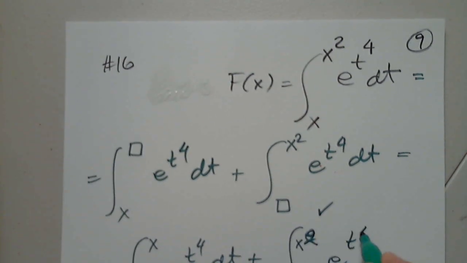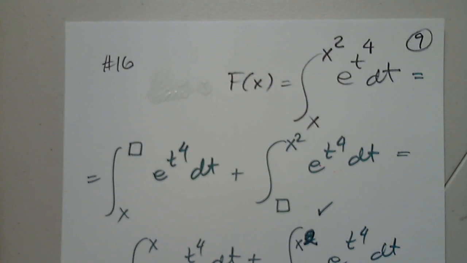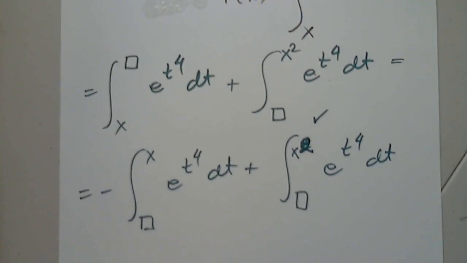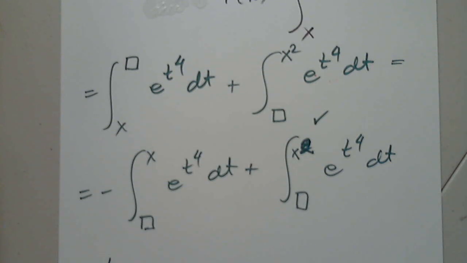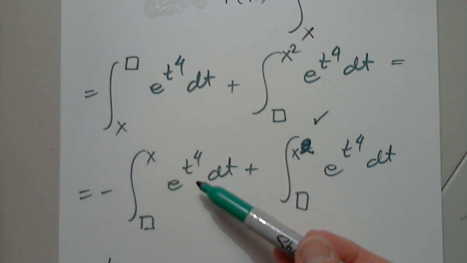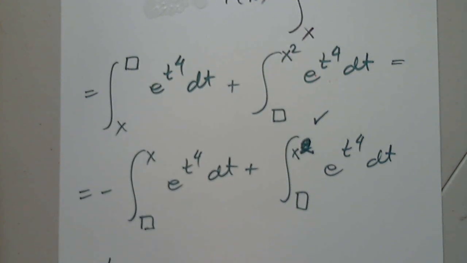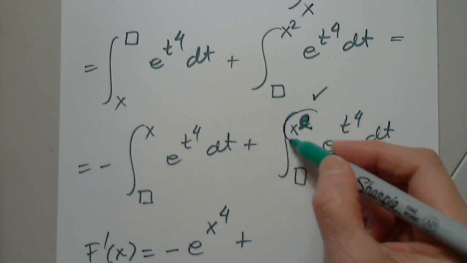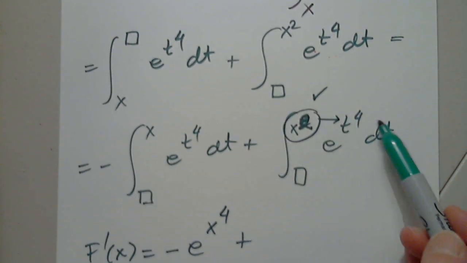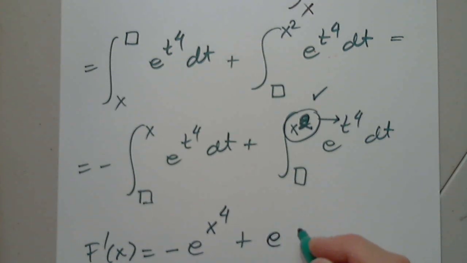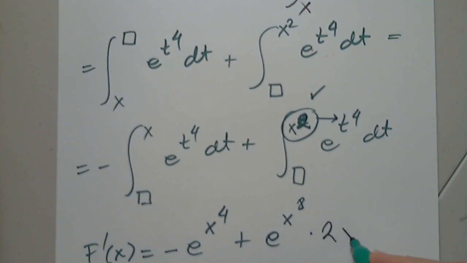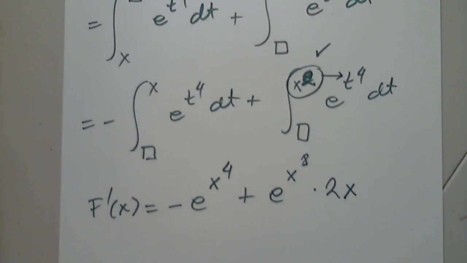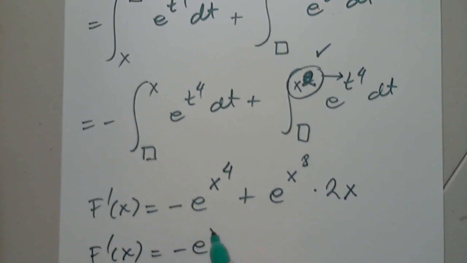Good. So now we can differentiate. Luckily for x, I don't have to differentiate because x prime is 1. So I have negative e to x to the fourth plus. Here, when I replace t by x squared, I have to take it to the fourth power, so e to x to the eighth, but times the inner function prime, which is 2x. I will rewrite it with 2x in front, but nothing else can be done. And this is it.